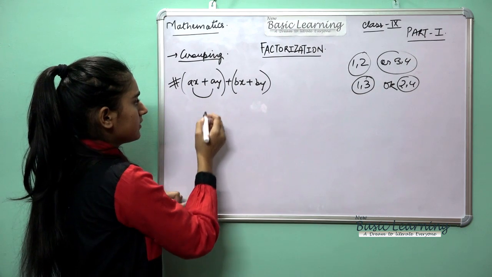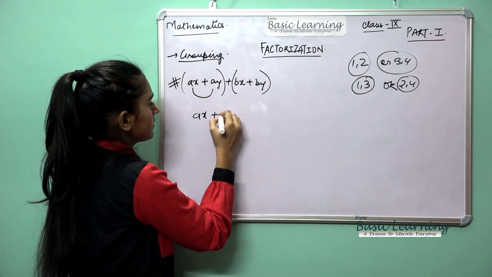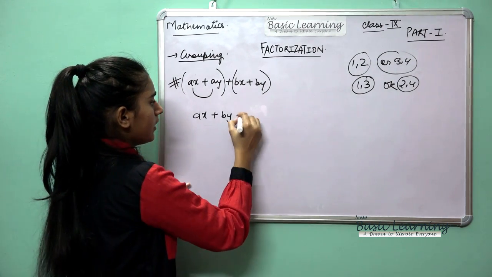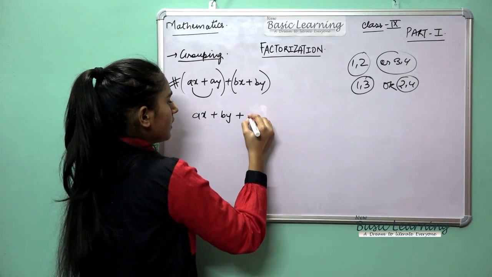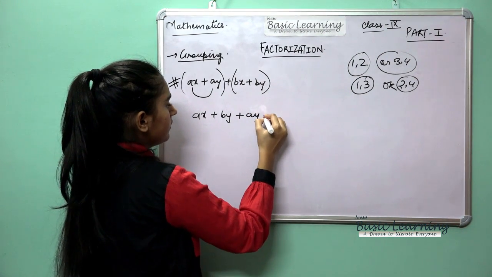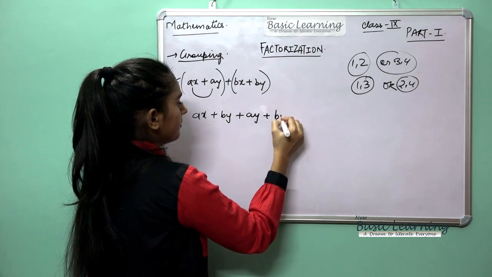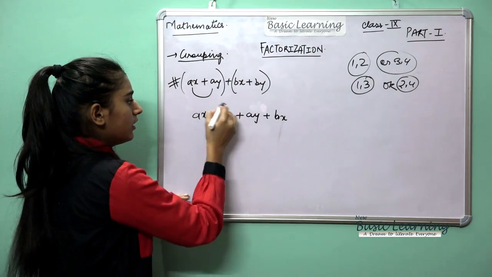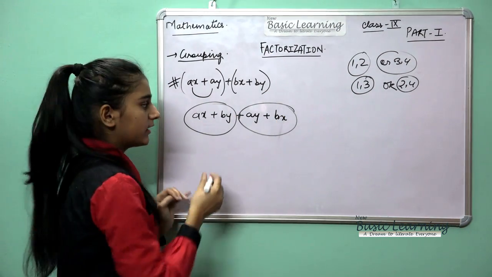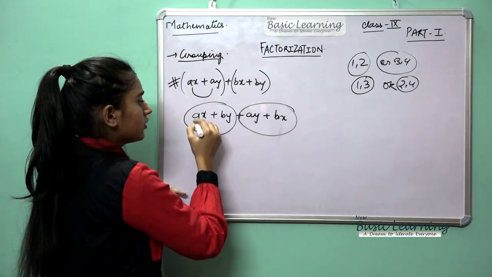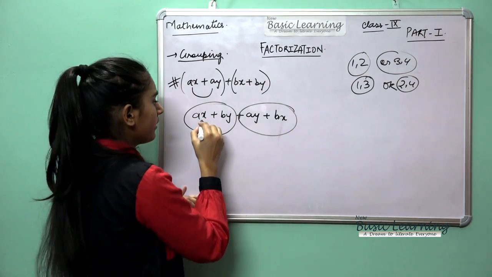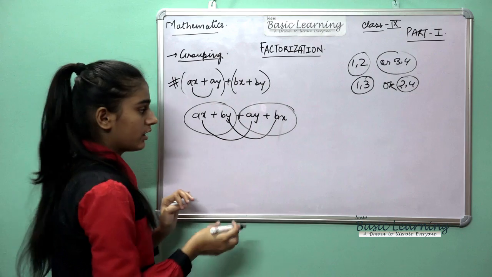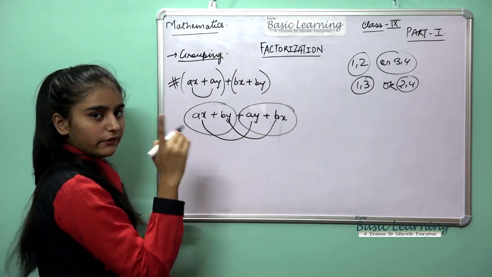Suppose it is given ax plus by, nothing is common between them. So you can take the third part also, for example ay plus by, or you can take bx. If we keep this part in the group, there is nothing common between them, so you take the second option, that is take the 1st and 3rd and 2nd and 4th. First we will do the first way.